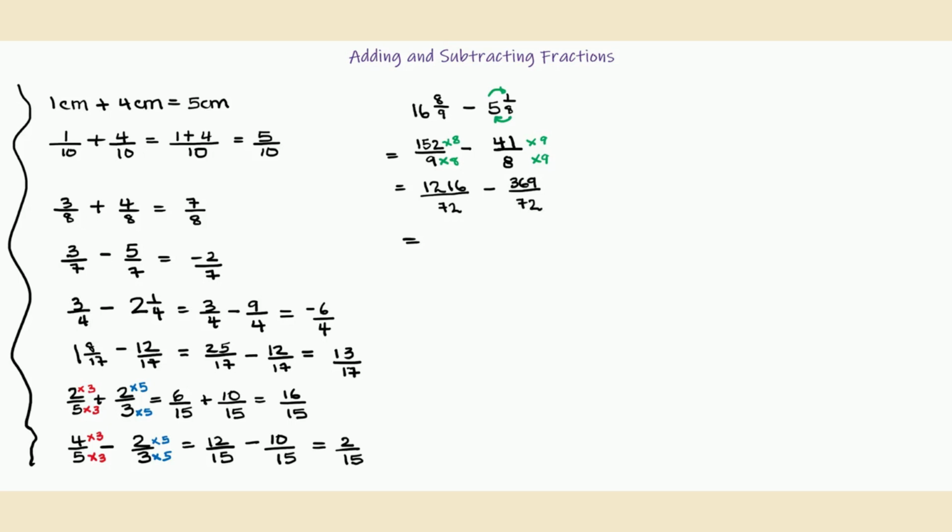And from here, we simply just subtract these. So 1,216 minus 369 is 847 over 72.